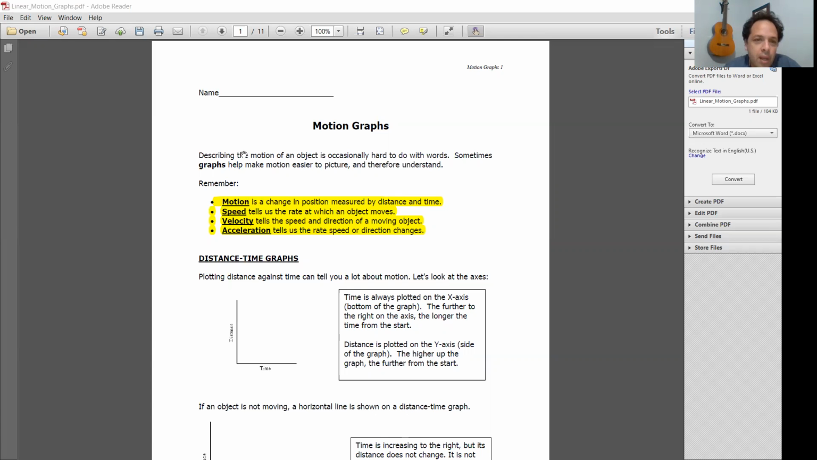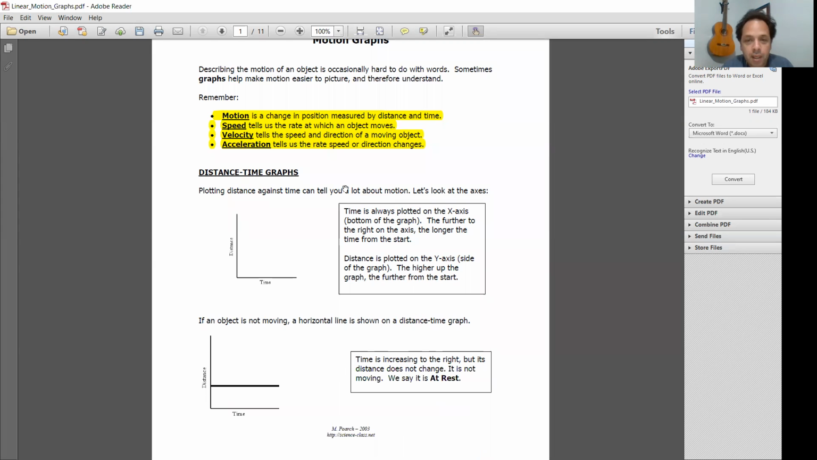So let's look at motion graphs, and we're going to be looking at distance-time graphs. This tells you where something is at what time. The main points here: time is always plotted on the x-axis, and if the object is not moving, a horizontal line is shown. So this object right here is not moving because it's a flat line. A flat line means something's at rest. That's the super important part there.